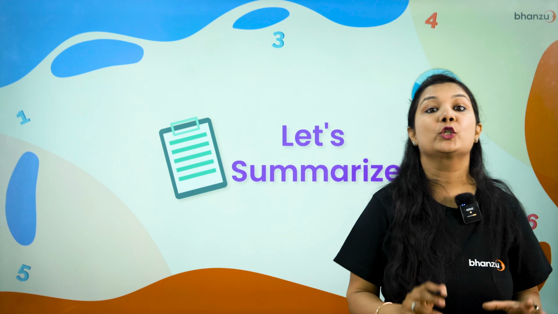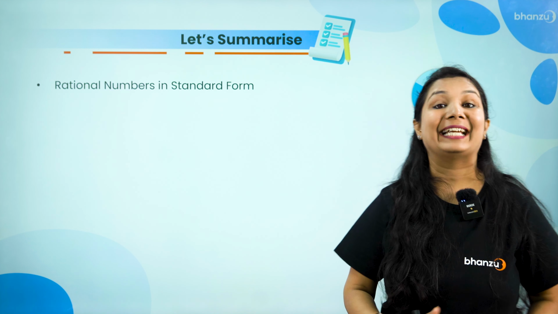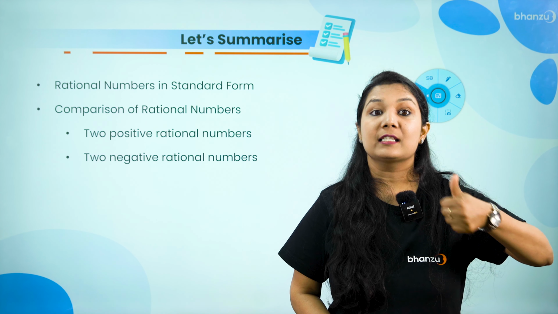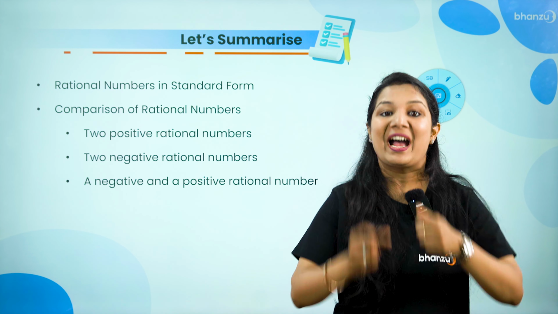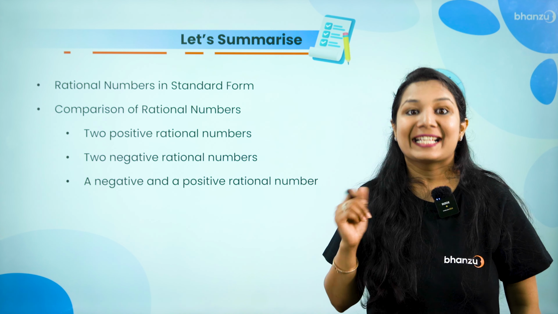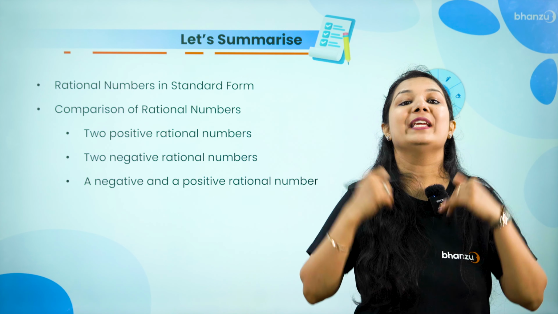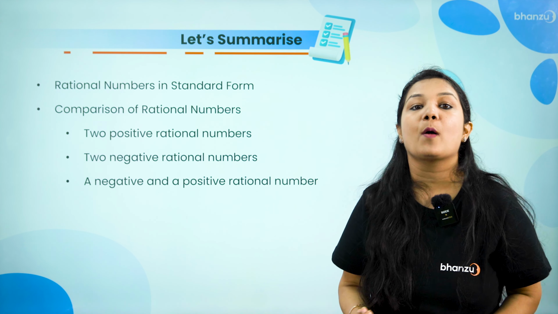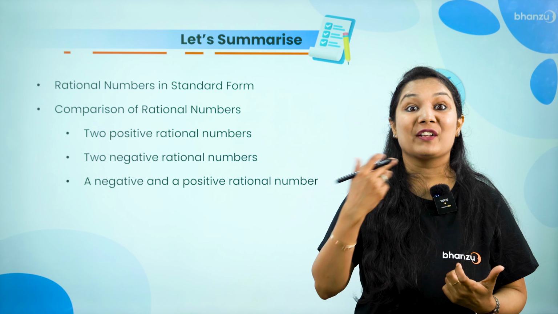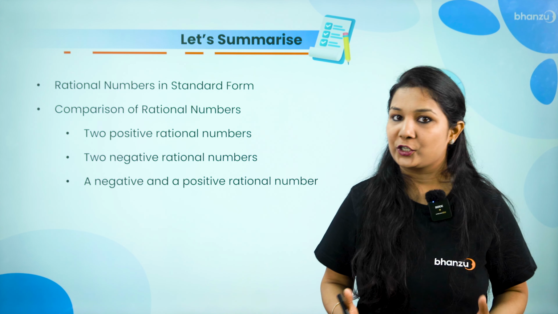Now let's summarize what we had discussed in the session today. We talked about how we write rational numbers in standard form, keeping the two criteria in mind. The first is that the denominator should always be positive, irrespective of the sign of the numerator. It can be negative or positive. Second is that the highest common factor should always be 1. If it's not, we need to make it so by dividing by the highest common factor. But in case the denominator has the negative sign, then we have to divide by the negative of the highest common factor, as we have discussed in the session today.